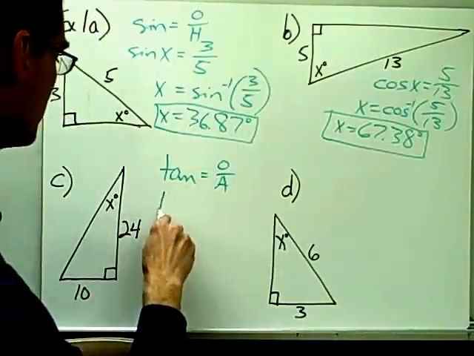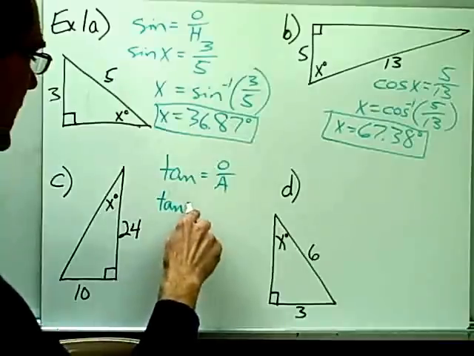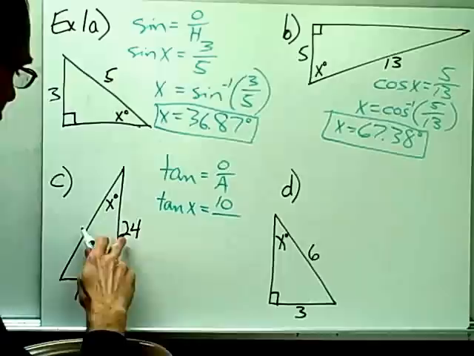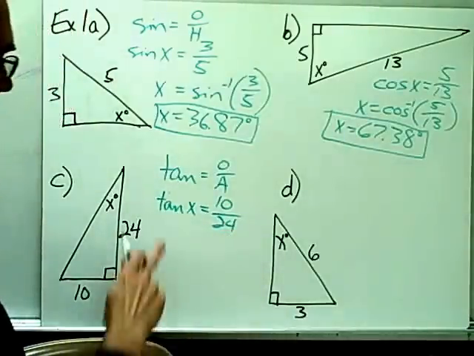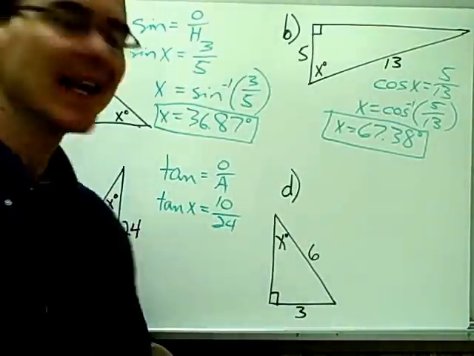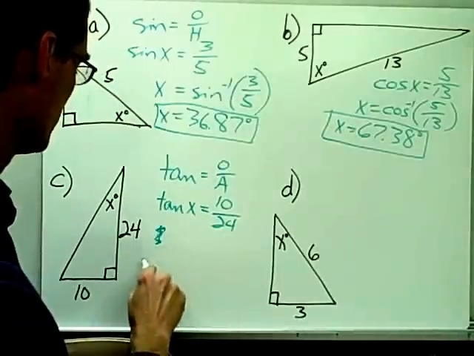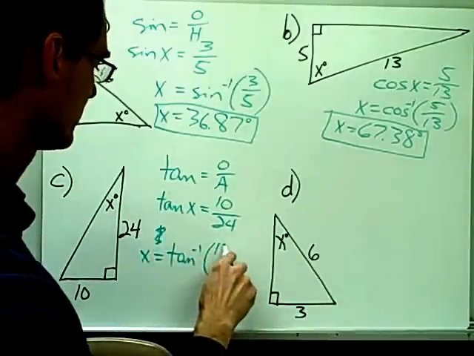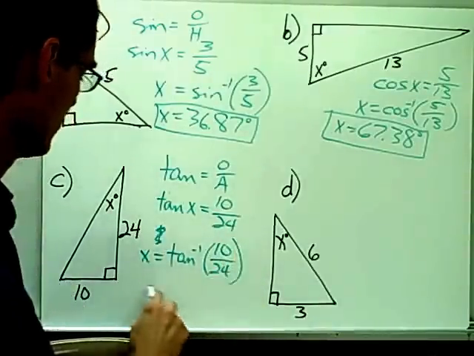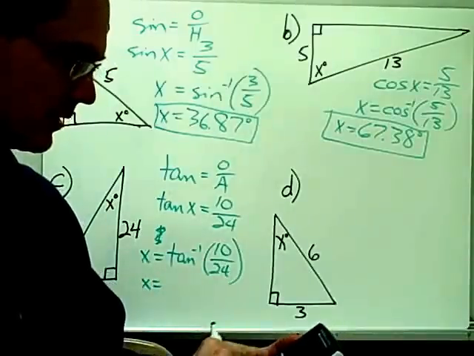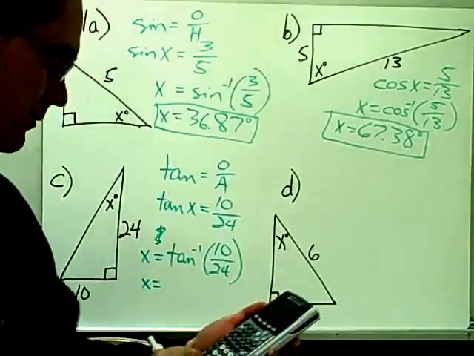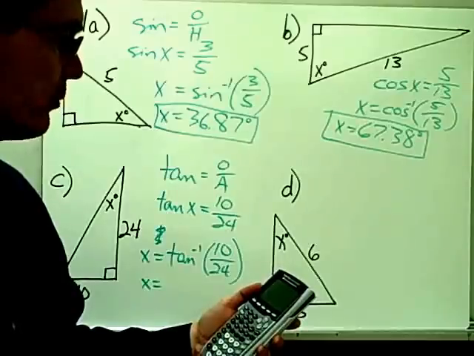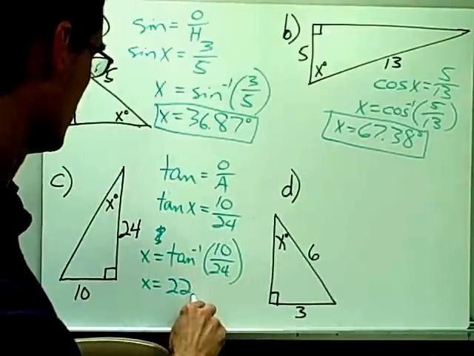I need to fill in my information here. Tangent of what angle? X equals opposite. Opposite is 10 over adjacent. Adjacent is 24. And again, since I'm looking for my angle, I'm going to use the inverse tangent function. So x equals inverse tangent of 10 over 24. So let's see, inverse tangent of 10 divided by 24. And that gives me 22.62 degrees.